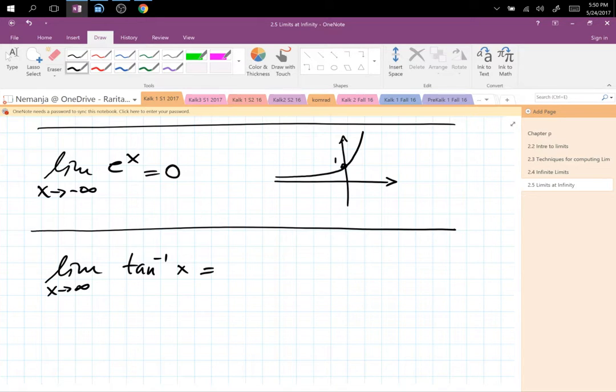I heard something really cool. Pi over 2, would you bet your money on it? Would anyone bet money on his pi over 2? You want to bet against it? That's some confidence right there. So yes, very good. Pi over 2 it is.